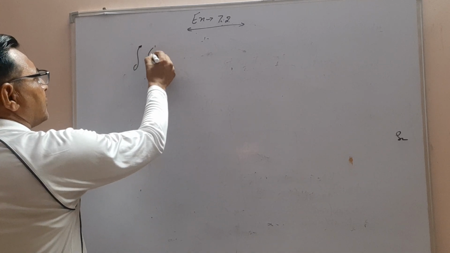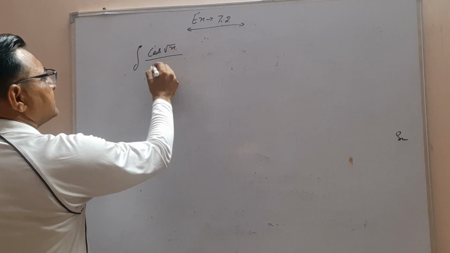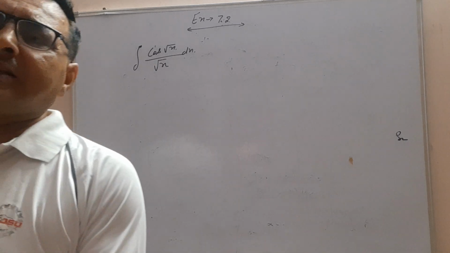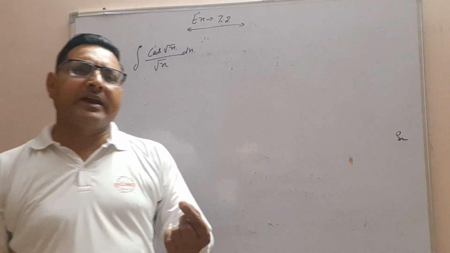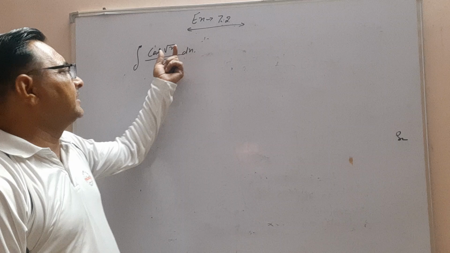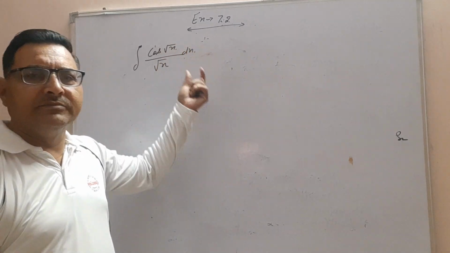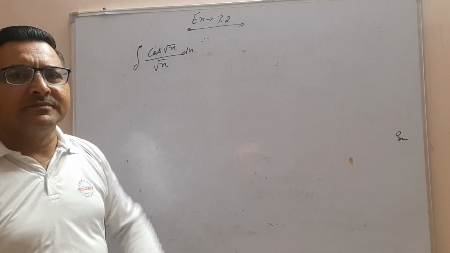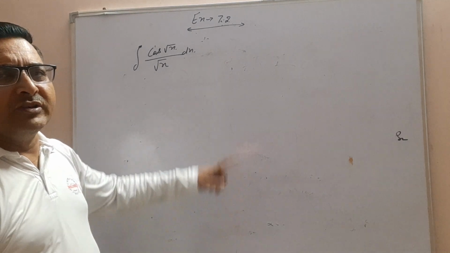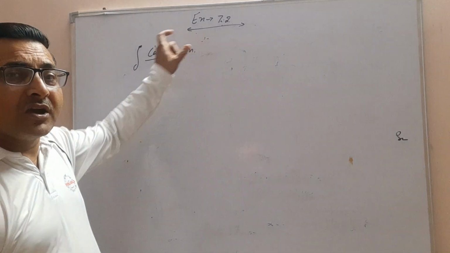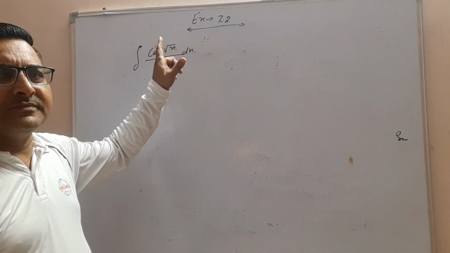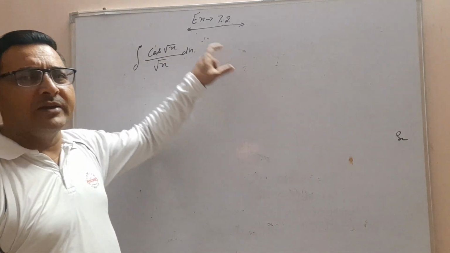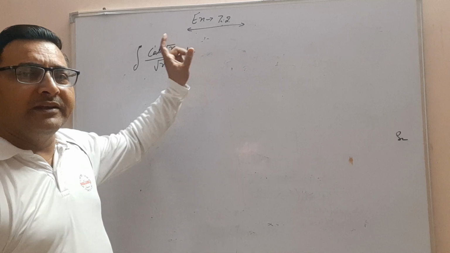Now there is a question, cos of root x upon root x. In this type of questions, always keep in mind that you can put the angle of the trigonometric function as t, because the derivative of root x is 1 by 2 root x. That's why we will put root x is equal to t, not the cos. If there is a function with sine root x, then you can put the cos root x complete function as t.